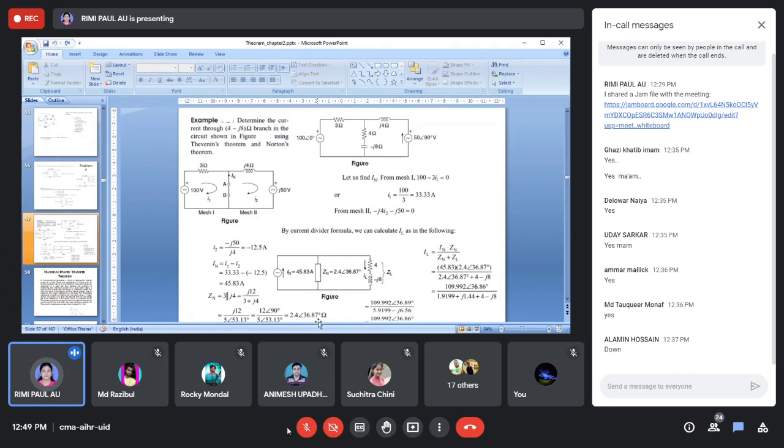It may be wrong, maybe right, you have to check. But the answer is 2.4 angle 36.87 degree ohm. This is Z Norton's. Next, you have to find out the short circuited current. In this case, you can find out that two current sources, due to this source, two currents are flowing, and here you can apply super mesh. It is required, or just I'm saying how we can apply.